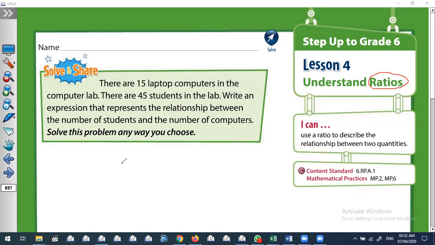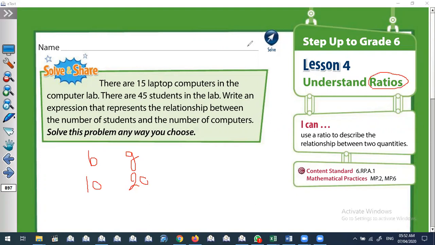If I have a class and our class contains boys and girls. If the number of boys, for example, is 10 boys, and the number of girls, we have 20 girls. How can we compare between these two numbers? We have two ways.